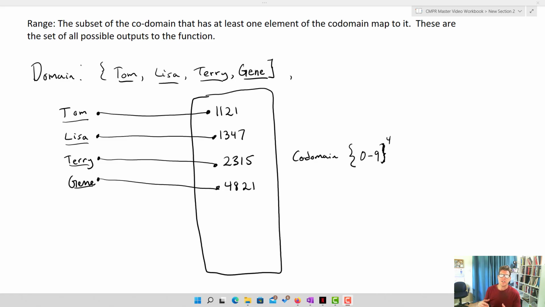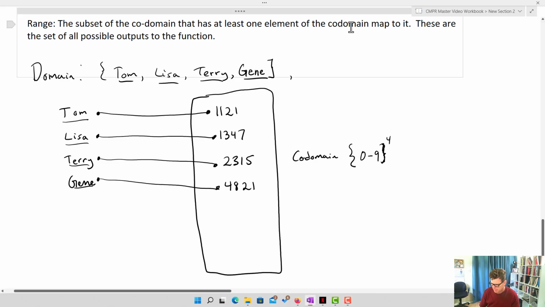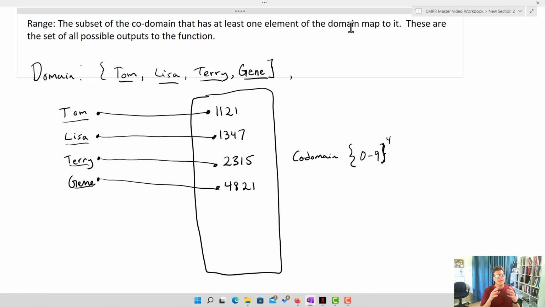So the range is going to be the subset of the codomain that has at least one element of the domain mapped to it. Not the codomain, but the domain mapped to it. And these are the set of all possible outputs to the function. So if you remember that example that we had, Tom, Lisa, Terry, and Jean, and they mapped to individual identification numbers. Now Tom, Lisa, Terry, and Jean could at most only map to 4 identification numbers, each one mapped to a different one.